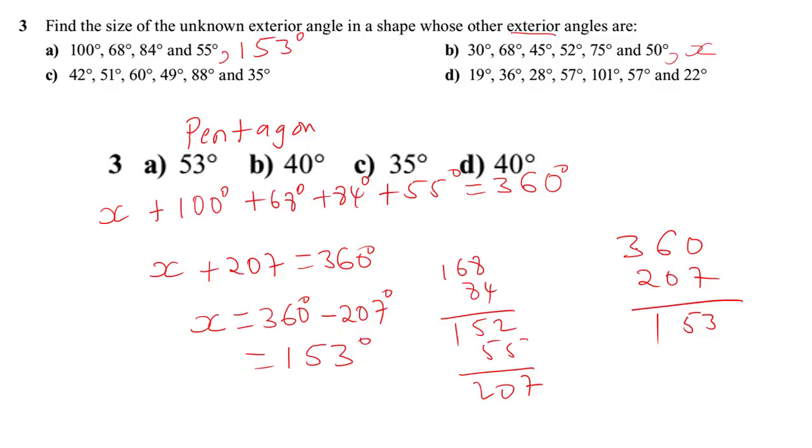So just going to double check again where I made a mistake. So I've got 100, I've got 68, I've got 84, I've got 55, which is what I have here. And in adding them, I've got 168 over there, and that should have been 2. Okay, so that should have been 2, and that should have been 3 then.